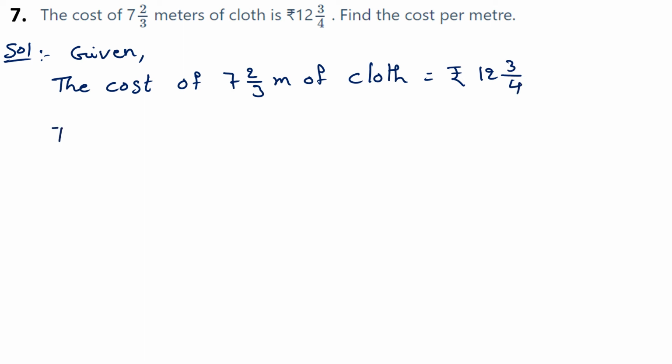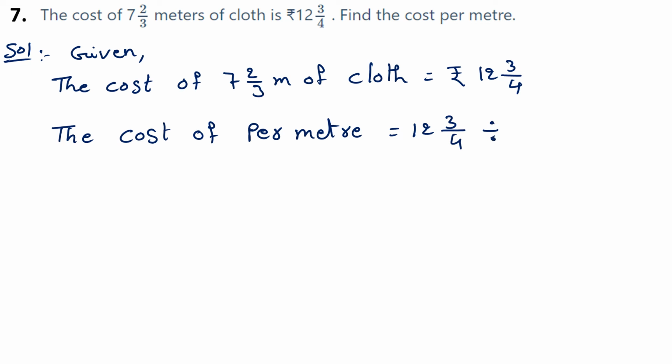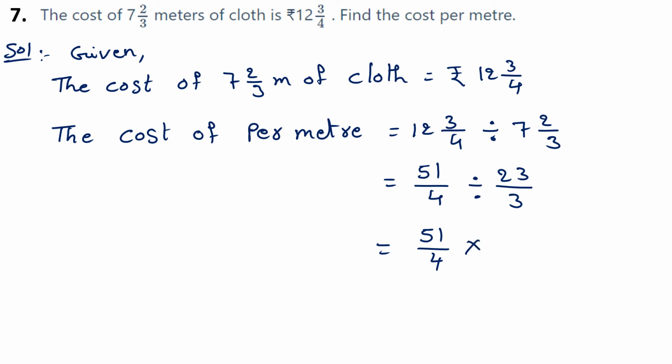Okay, so therefore the cost per meter of cloth is equal to, we need to divide, that is 12 3 by 4 divided by 7 2 by 3. So convert the mixed fractions into improper. 12 4s are 48 plus 3, 51 by 4, divided by 7 3s are 21 plus 2, 23 by 3. So this converts into multiplication, that is 51 by 4 into the reciprocal of 23 by 3, that is 3 by 23.